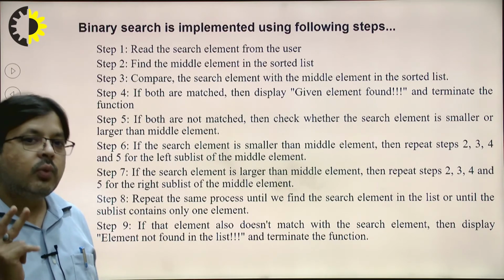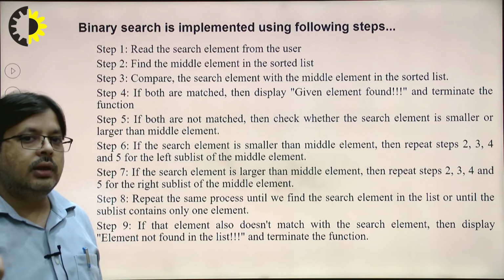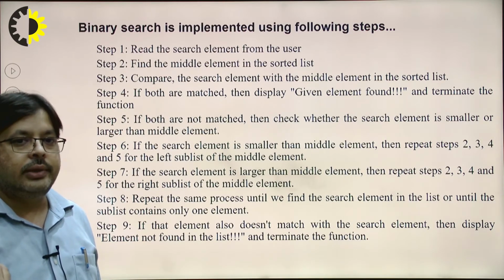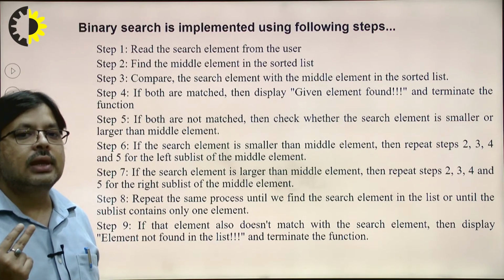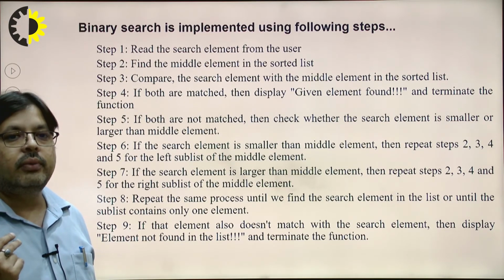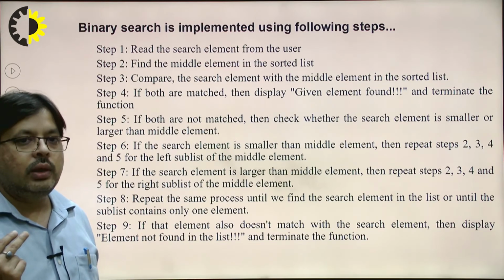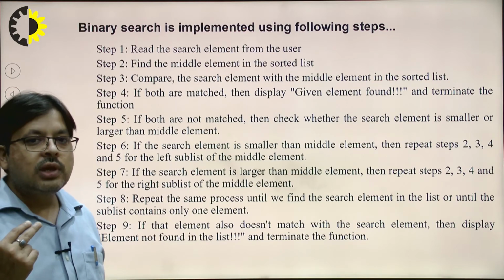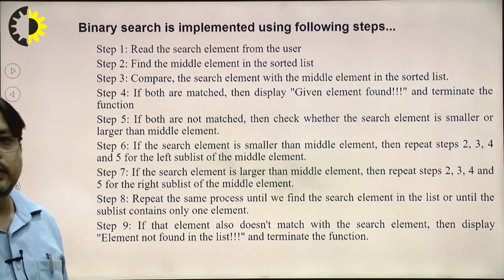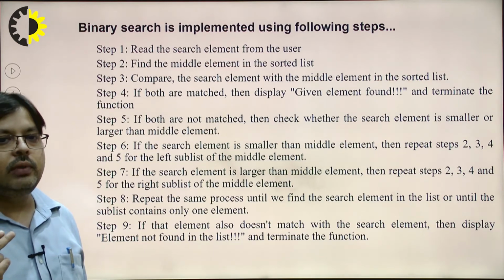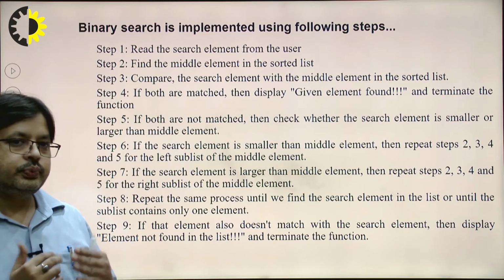So here we have two choices, right? Either we go for the left side, or we go for the right side. If the search element is larger than the middle element, we repeat steps 2, 3, 4 and 5. Repeat the same process until we find the element in the list, or until the sublist contains only one element.